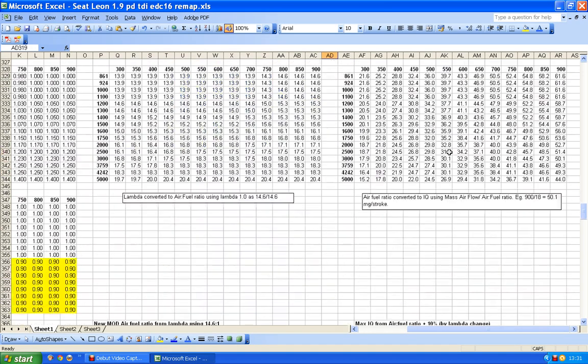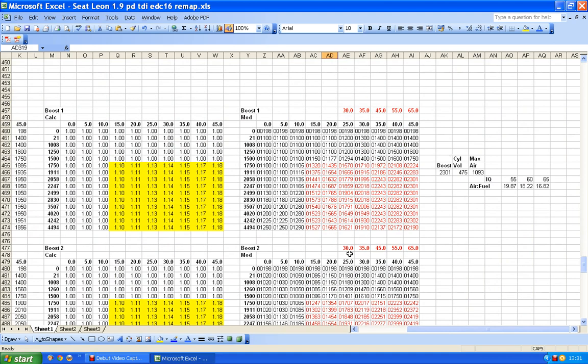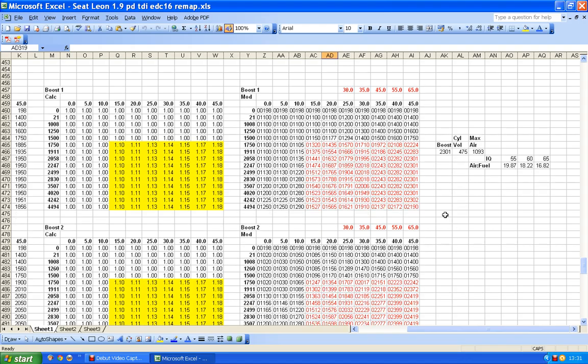In other words, when I looked at boost up here, I decided that these were the sorts of figures that I needed to consider. I needed to consider the possibility of 65 milligrams and boost values of somewhere up around 2,300, 2,224, so higher boost figures.